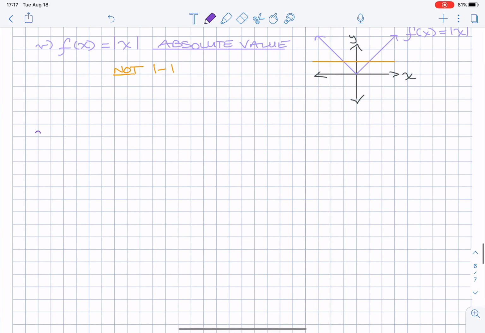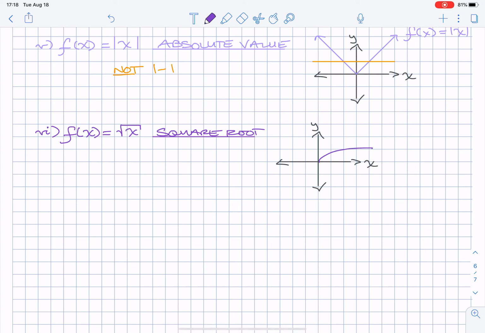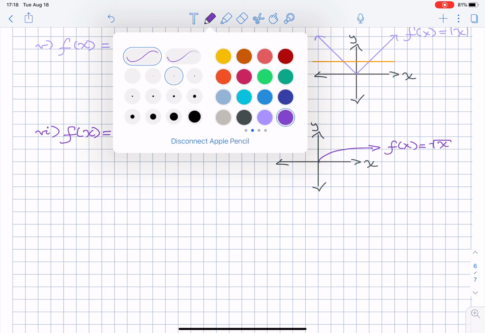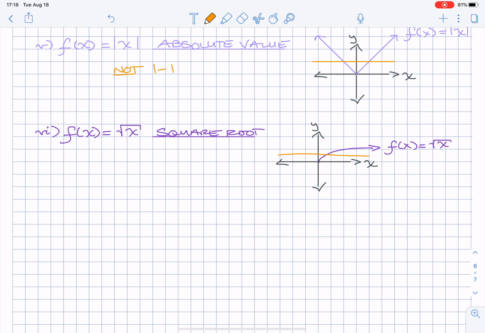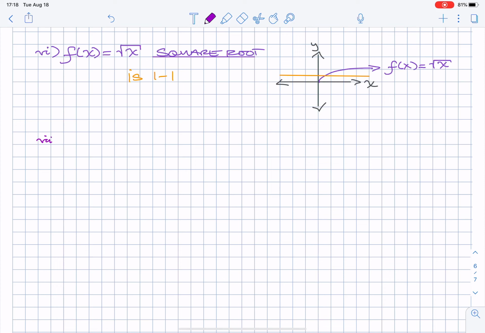Okay, number 6. Let's say we have that f of x is the square root of x, which is the square root function. So what that looks like is something like so. So f of x being the square root of x, it's only defined where x is positive. So this does pass the horizontal line test because it's always increasing, albeit slowly. So this is one-to-one. Let's do 7. So let's say we have f of x is, say, the cube root of x. So that's a cube root function.